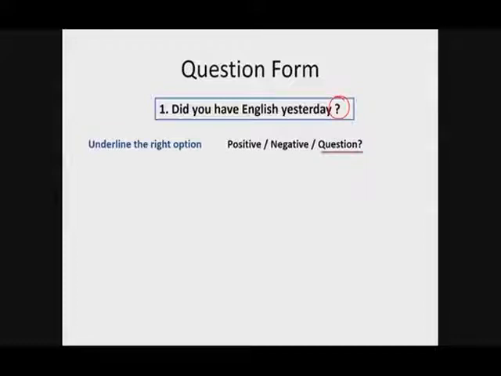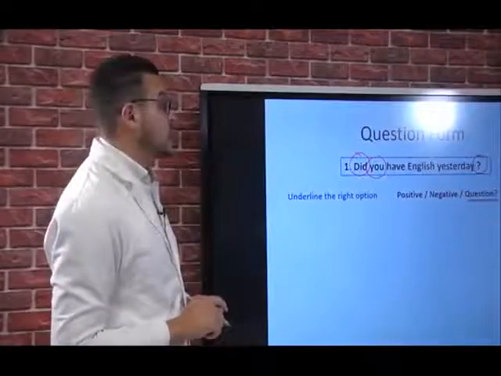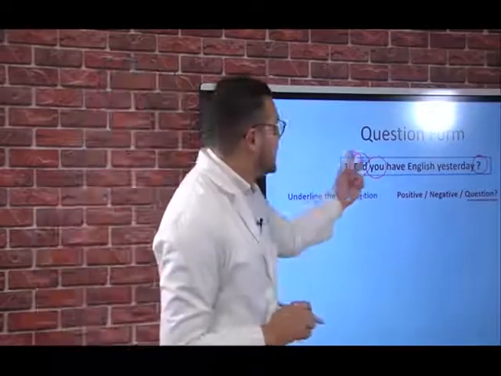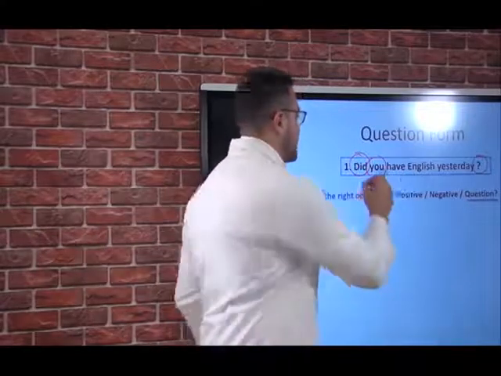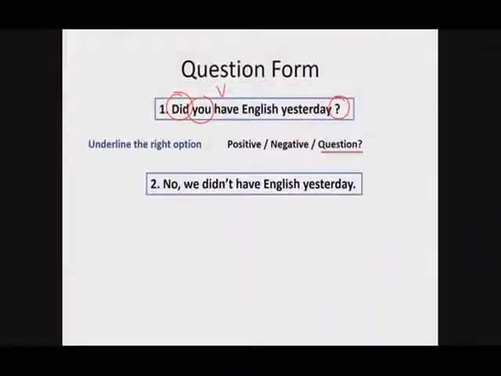Okay, it carries the question mark, and we say, question, did you? What is the subject pronoun? This in here is the subject pronoun, and this one in here is the auxiliary do in the past tense. We say, did you have, plus verb in the infinitive form, did you have English yesterday? Answer. It's a long answer in here. No, we didn't have English yesterday.